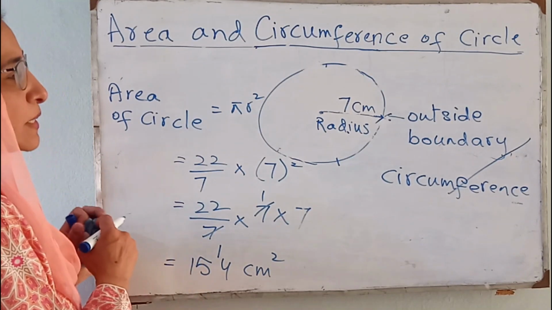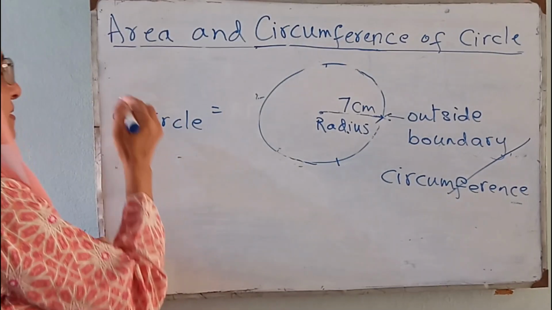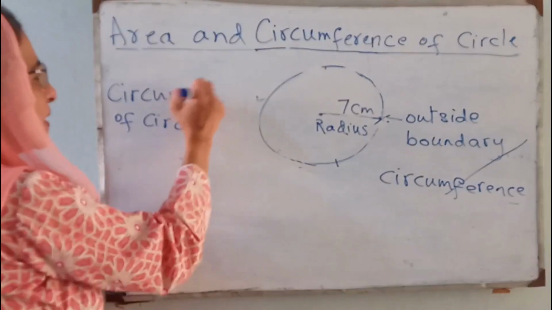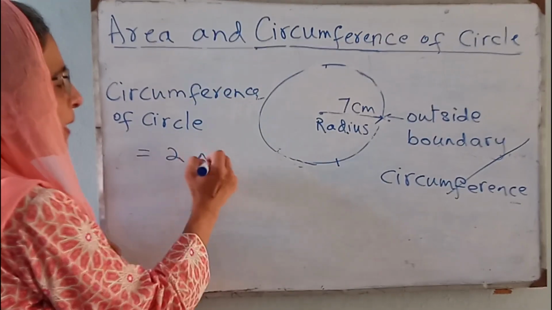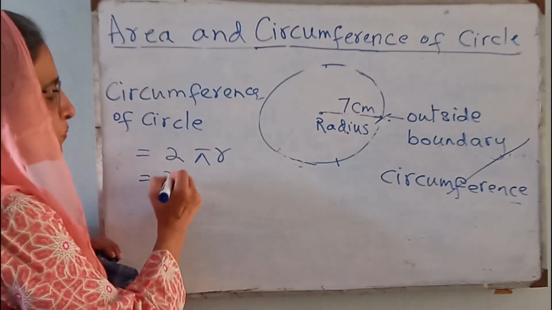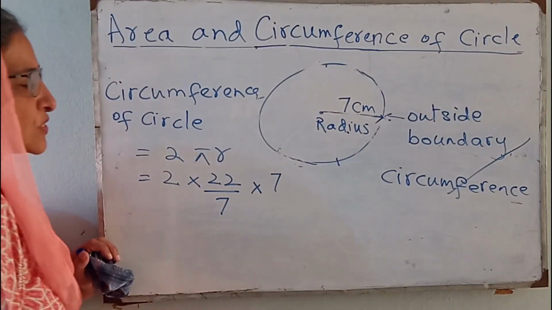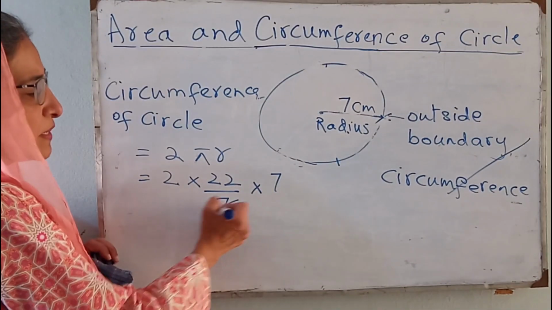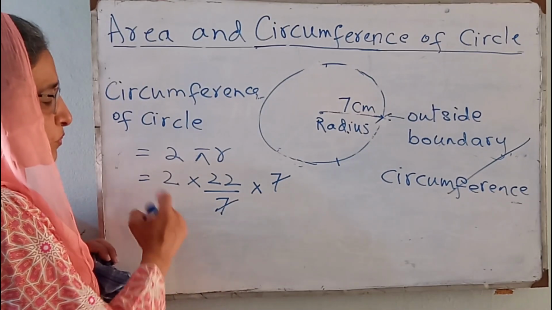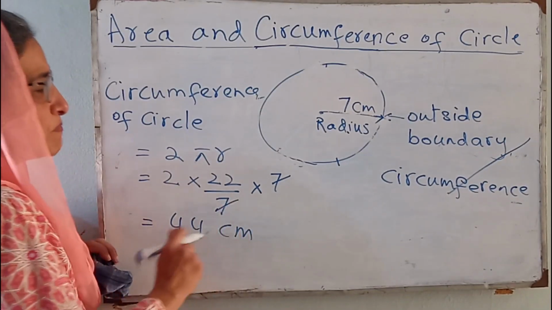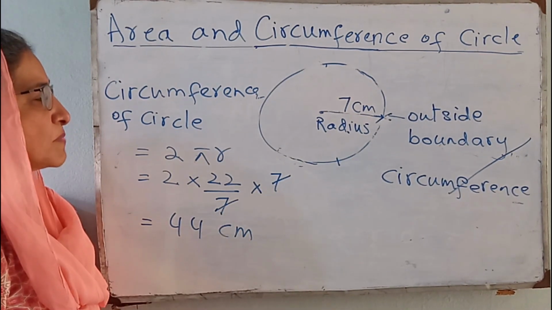So my answer will be 154 square centimeter. But if I have to calculate the circumference or the perimeter of this circle, the formula for the circumference of the circle is equal to 2 pi r. Substituting the values, 2 will remain as it is, pi will be 22 by 7, and r is 7 given in the question. All these three values are multiplied together. I am cancelling this 7 with 7. So I am left with 2 multiplied by 22, which is equal to 44 centimeter. For the circumference or perimeter, my unit will be single and it is only going to be centimeter.